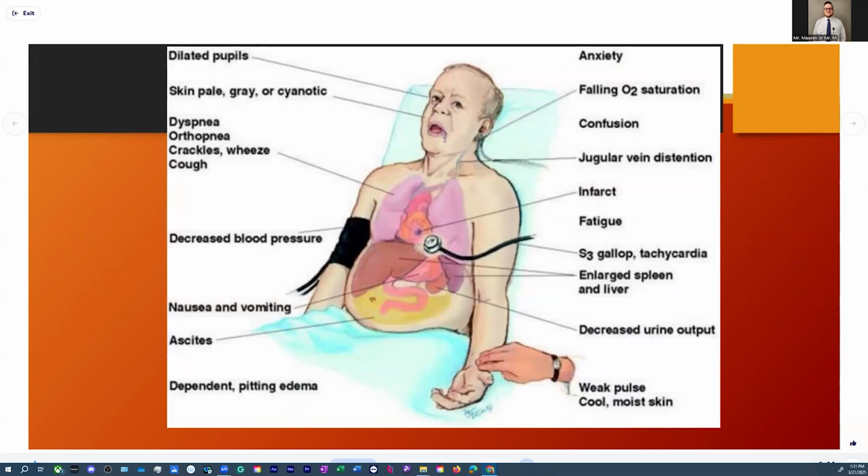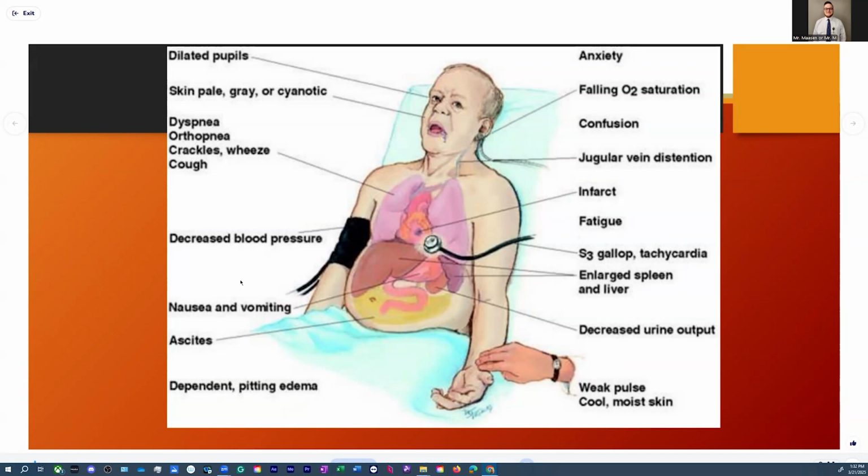Make sure you know the differences between the manifestations of right and left-sided heart failure. Again, this is showing dependent edema, weak pulse. Again, heart failure patients may have a combination of these. Typically, heart failure does start out as one side or the other. And then a lot of the time, because the heart is working so hard, eventually both sides will fail. And then they'll get a combination of these symptoms.